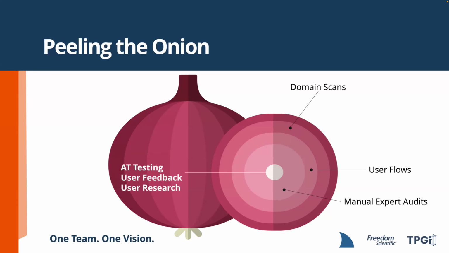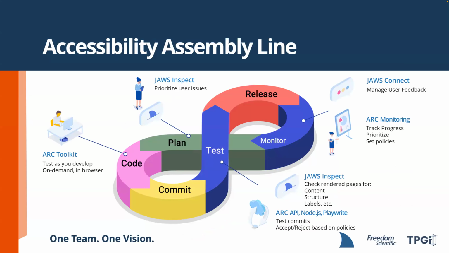Okay, so that's really where it comes in. It's that extra layer that, if you like, copper fastens your efforts and guarantees that it's either accessible or it needs to be improved. So just to have a look at an example of where it might fit inside an accessibility assembly line or a development lifecycle, software development lifecycle.